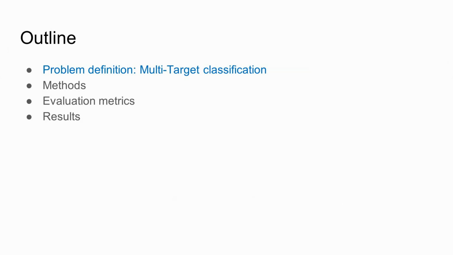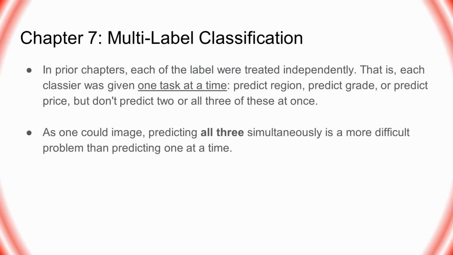And finally, let's take a look at the results to see whether it works in terms of what we call multi-target classification. So, starting with multi-target classification: in previous chapters, each of the labels was treated independently. Remember, we tried to predict the price, the grade, and also the region, which is the old world or new world. Each classifier was given one task at a time, independent of the others.